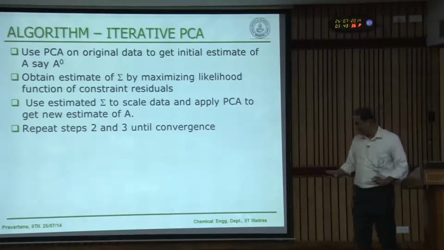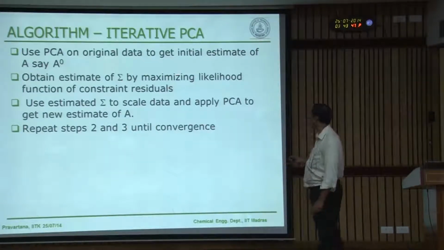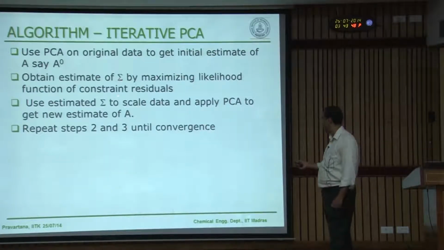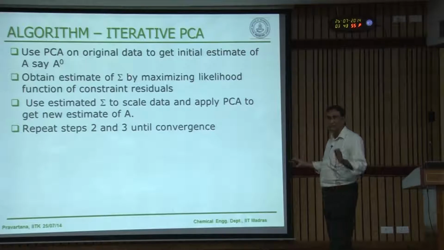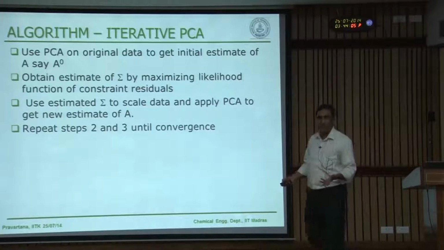Okay. So the idea is basically use PCA on the original data, you get an initial estimate of A. Then starting with this, you obtain an estimate of sigma by maximizing a likelihood function of some residuals, which I will show what it is. Once you estimate sigma, you can scale the data. We know that if you scale the data by the error variance, you will get the optimal solution. So we scale it, now you get a new estimate of A, plug it in, get a new estimate of sigma, and iterate between these two steps until convergence.